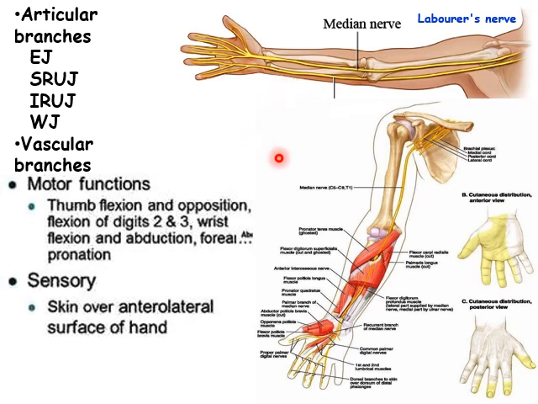And it gives vascular branches to the brachial artery in the arm, the ulnar and radial arteries in the forearm, and also to the anterior interosseous artery, the anterior interosseous branch of the median nerve. It gives its vascular twigs to that. Coming to the motor functions, it is responsible for thumb flexion, opposition of the thumb, and flexion of digits 2 and 3, that is the index finger and the middle finger, wrist flexion, abduction, and forearm abduction and pronation as well. And it is sensory to the skin over the anterolateral surface of the hand and to the 3.5 fingers on the radial side.